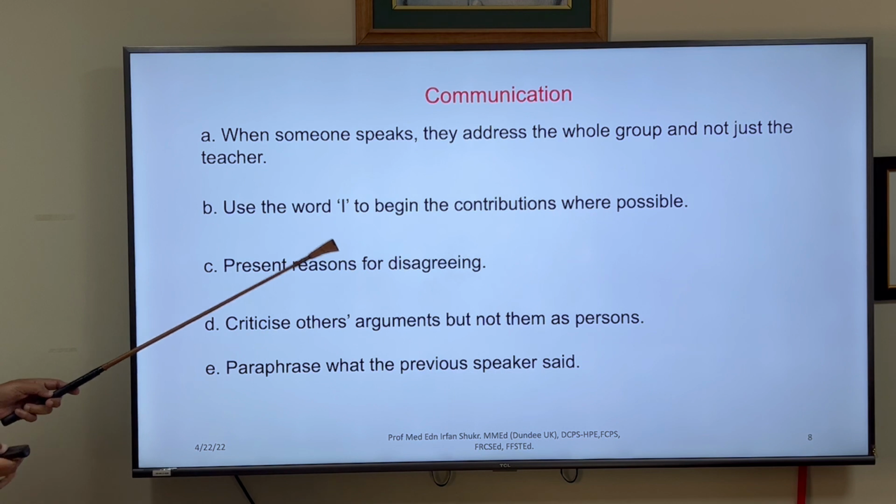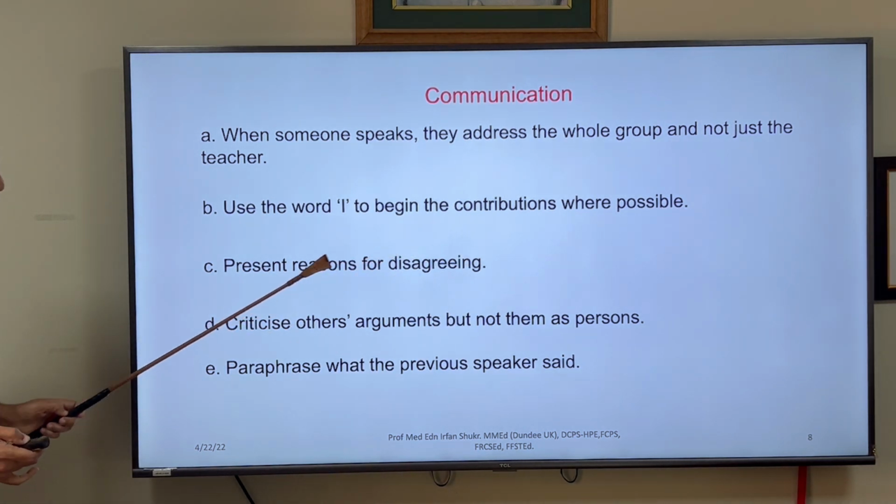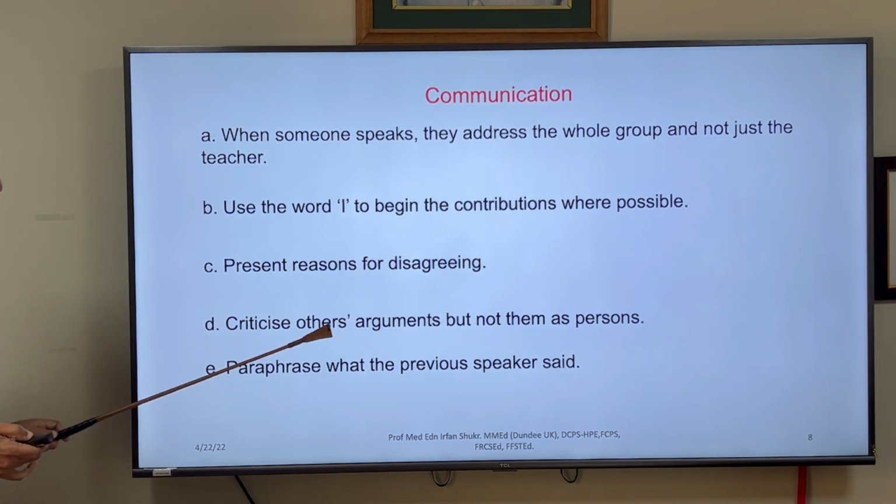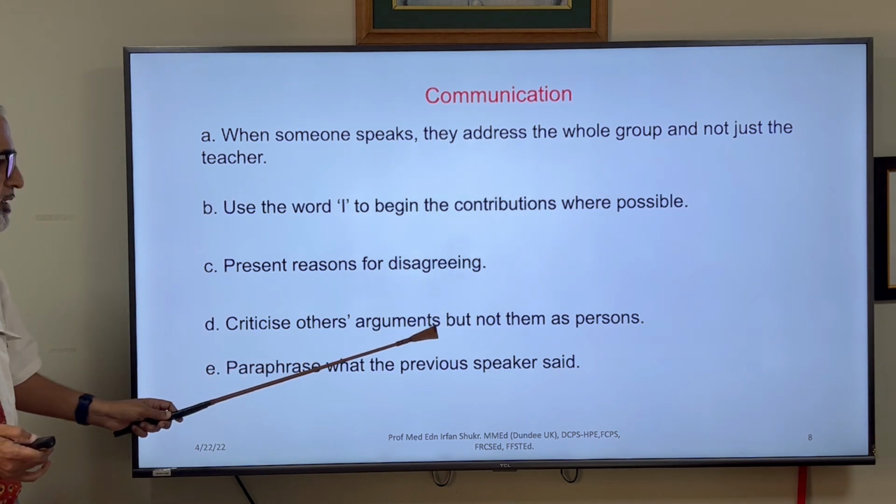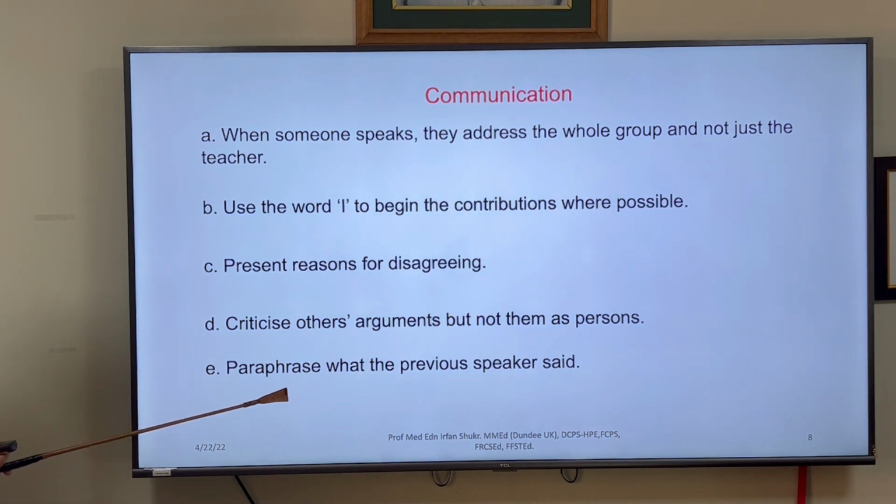Use the word I to begin the contribution where possible. Present reasons for disagreeing. Criticize others' arguments, but not them as persons. Paraphrase what the previous speakers have said.